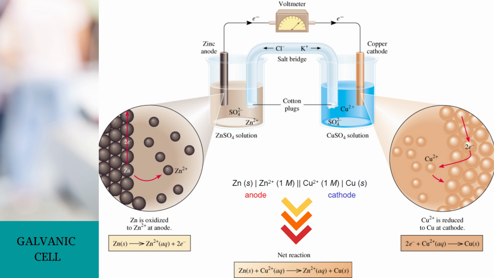For the net reaction, the combination of the oxidation process and the reduction process, that means the redox reaction, we combine both reactions and cancel the electrons on both sides. The net redox reaction is solid zinc plus Cu2+ aqueous, 1 molar, to produce Zn2+ aqueous in the electrolyte and solid copper.